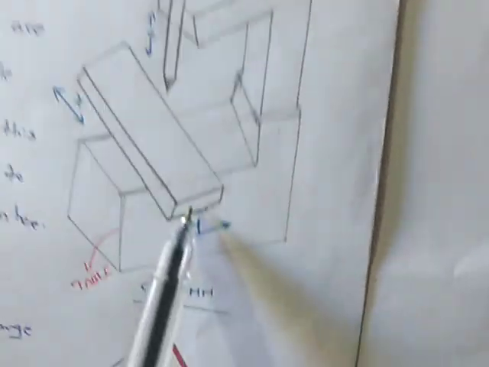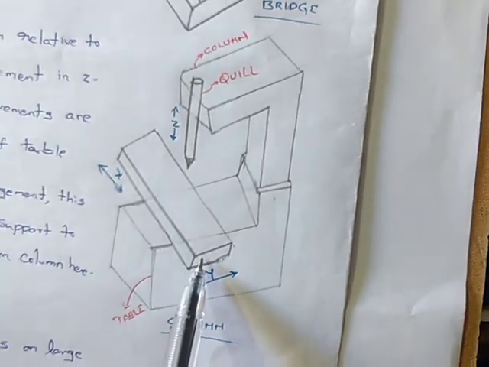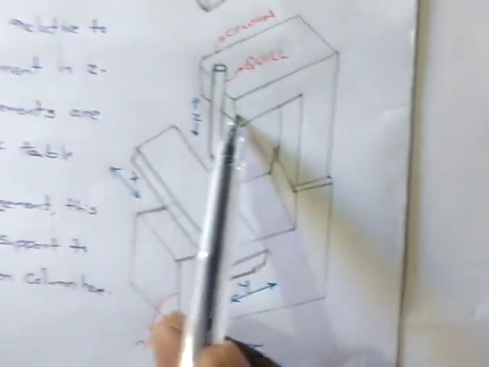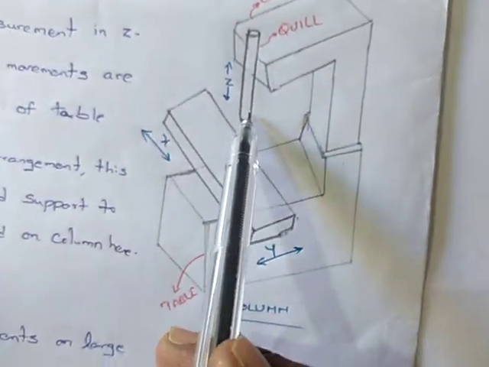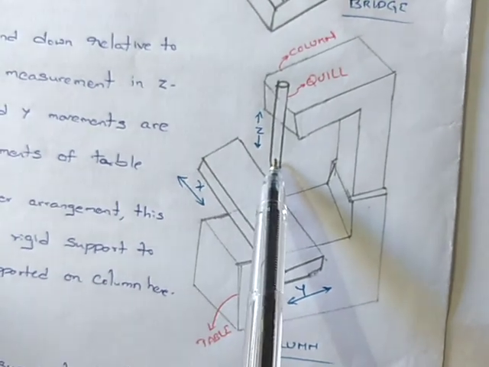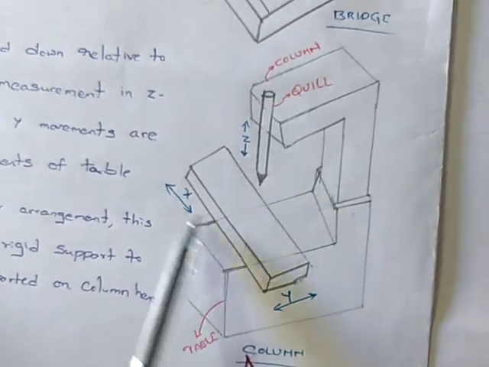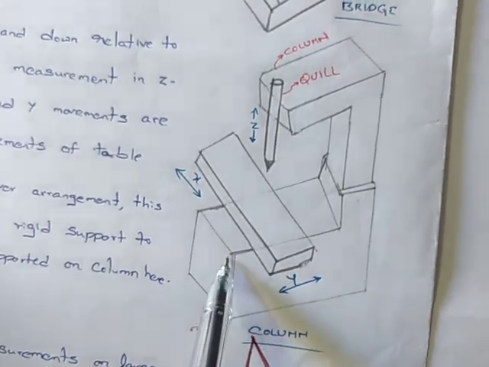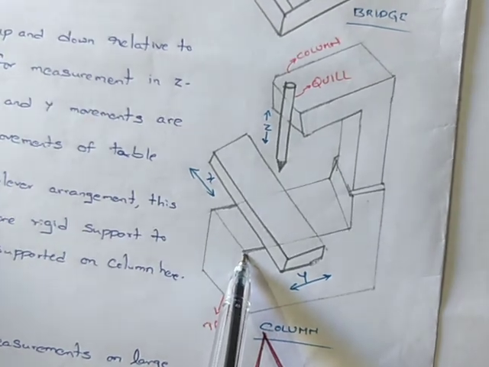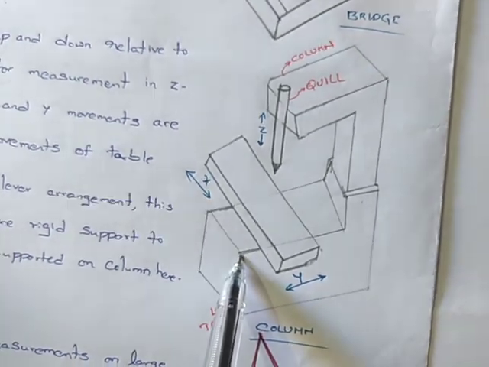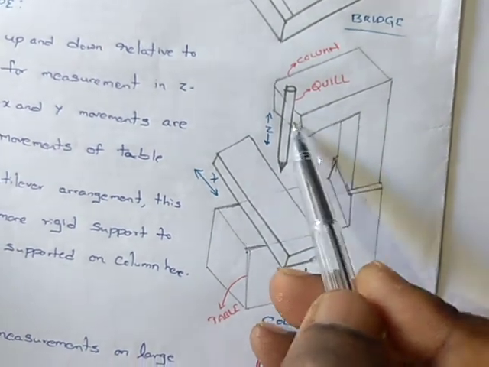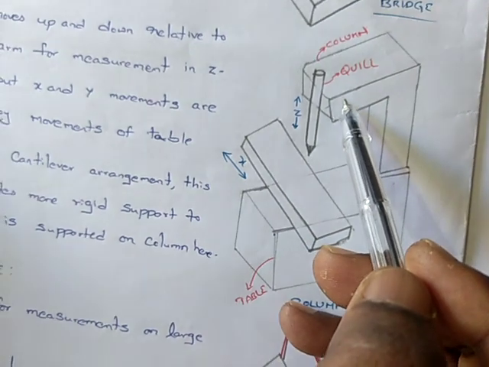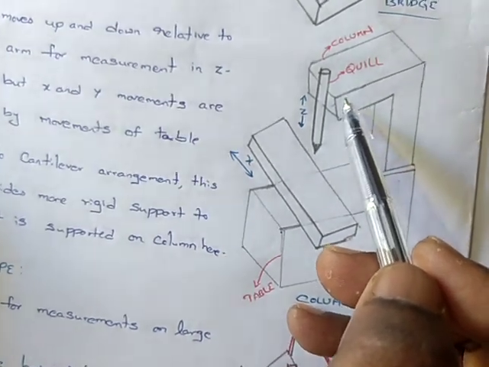The third one is the column type. Here the quill is attached to a column which can be moved upward and downward in the z direction, and the x and y movements are provided by the movements of the table. Compared to the cantilever arrangement, where the quill is attached to a small arm, here it is attached to a big column, so it is more stable and more rigid.